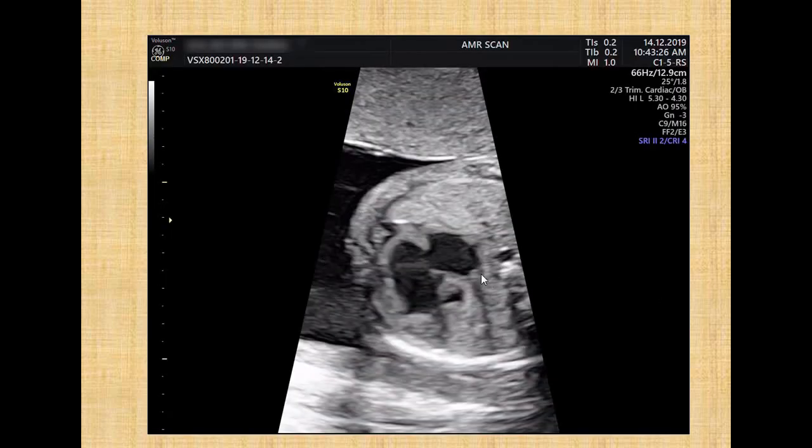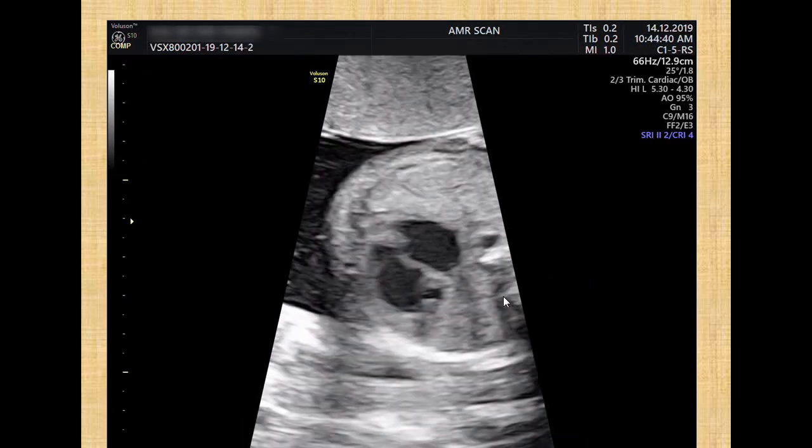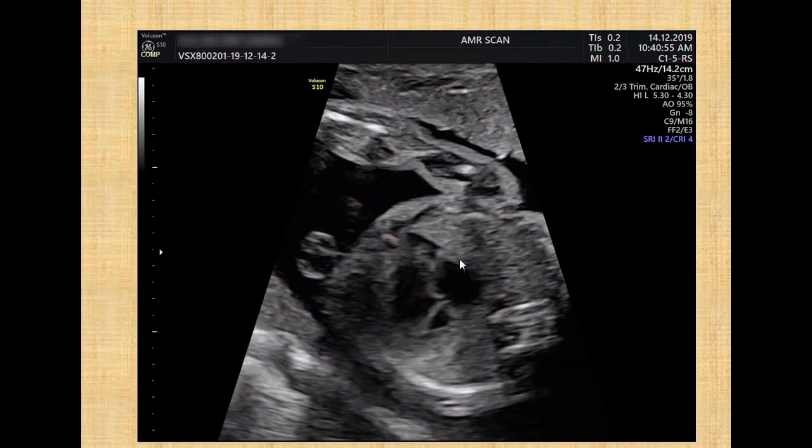Here is again the diminutive left ventricle, the VSD and the common atrium. The VSD again. The interventricular septum.